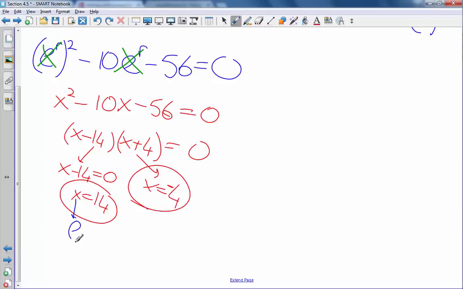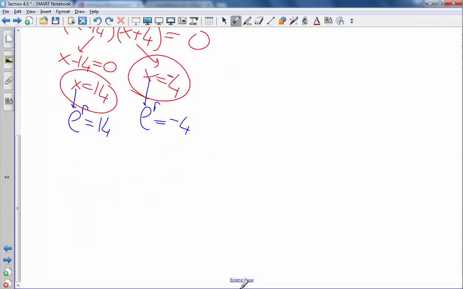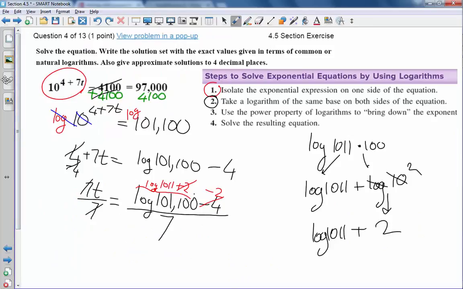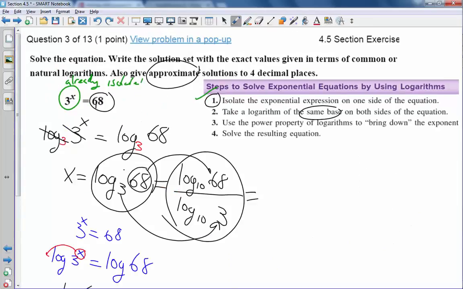This guy is e to the r. That guy is e to the r. And solve for those r's now. Okay. How do you solve an exponential equation? Set it equal to a number. Back to this question. Exponential, set it equal to a number. How did we solve it? Like e to the r equals a number. You just took logarithm, right?